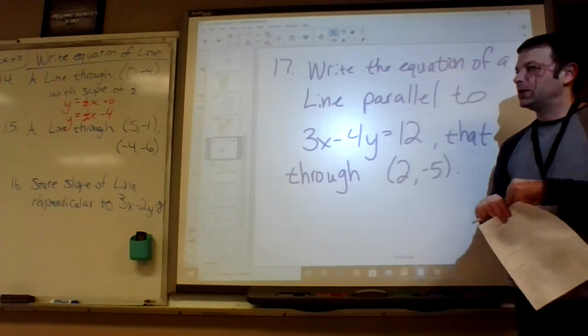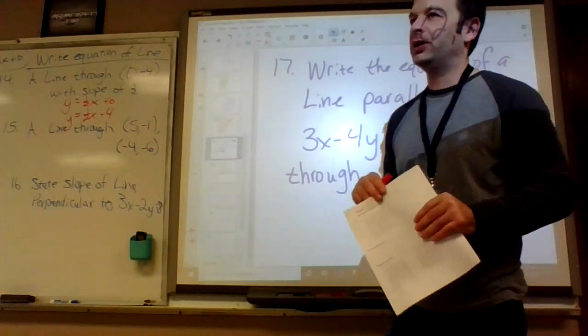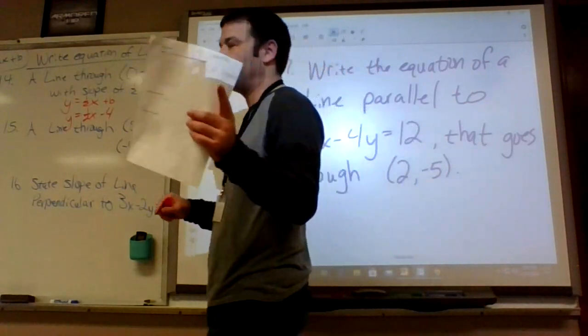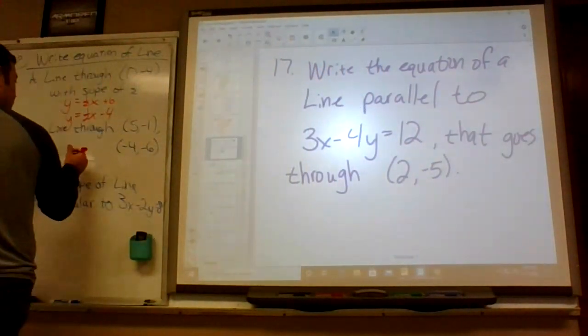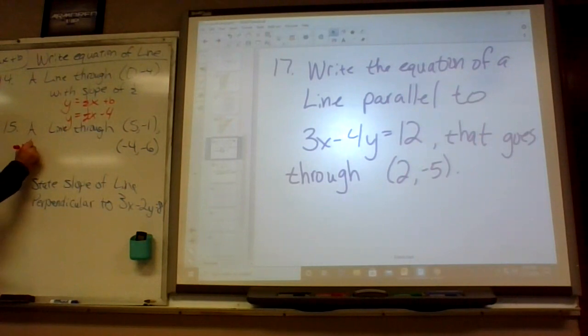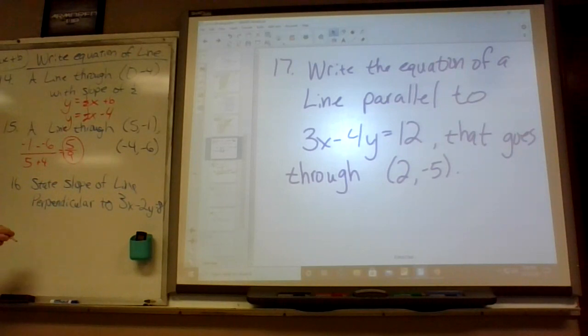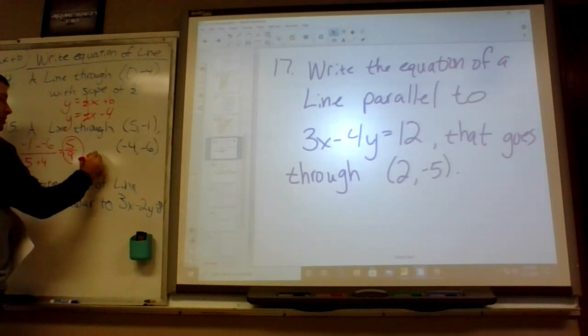Okay, on 15, we're going to start by finding the slope of the line. How do I find the slope between 2 points? y minus y over x minus x. So -1 plus 6, which is 5. And then 5 plus 4, which is 9. Okay, 5/9 is the slope. I got 9 over 5 somewhere. So you do it upside down.